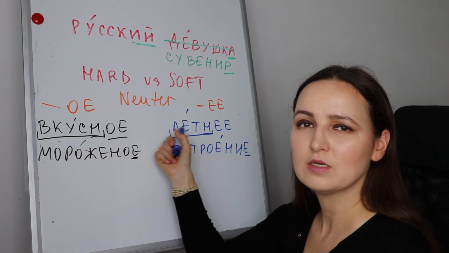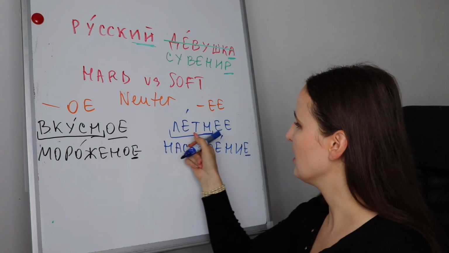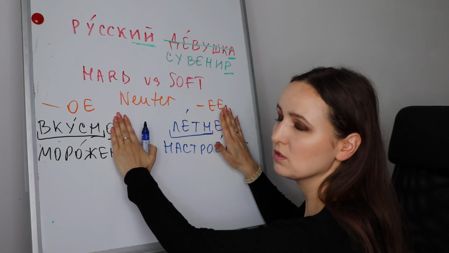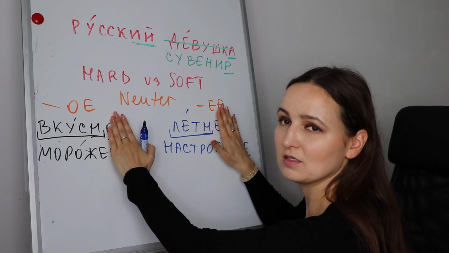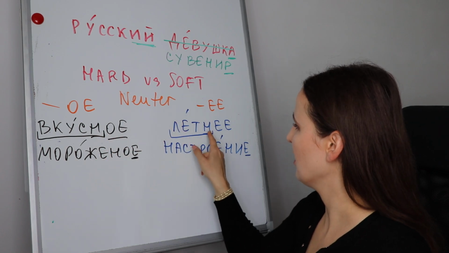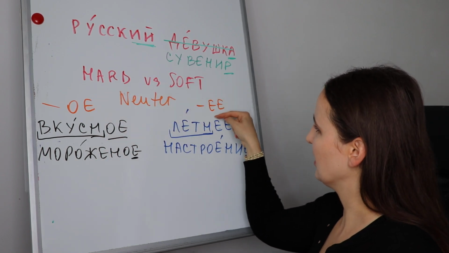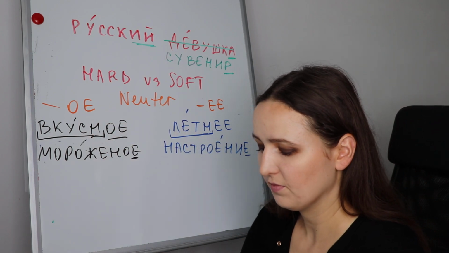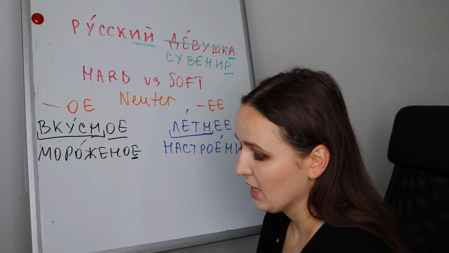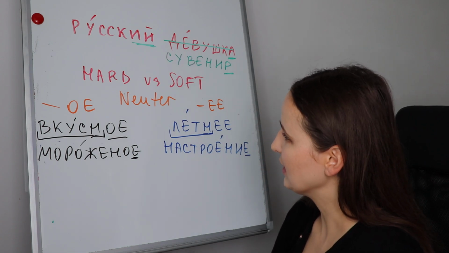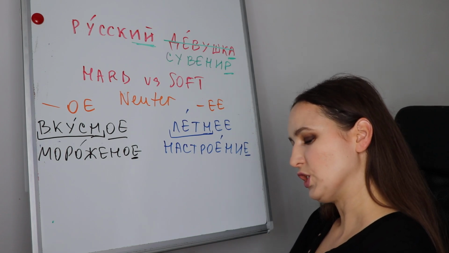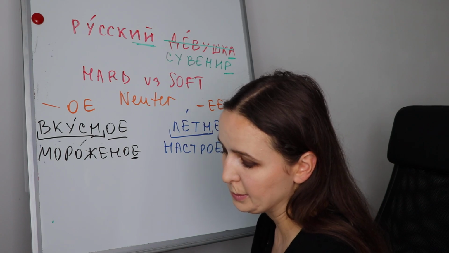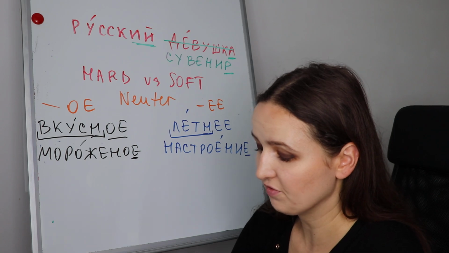Now I read only the stems. Вкусн, hard. Летн, soft. So the ending will depend on the hard or soft consonant, hard or soft N here. Okay, now let's compare neuter with feminine.